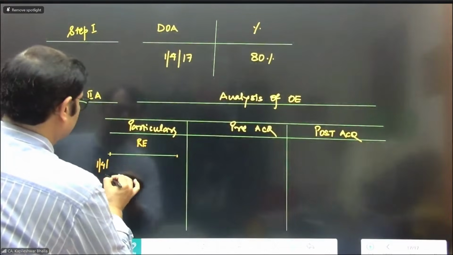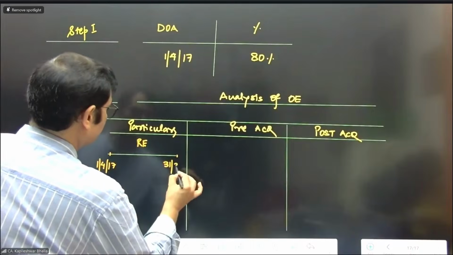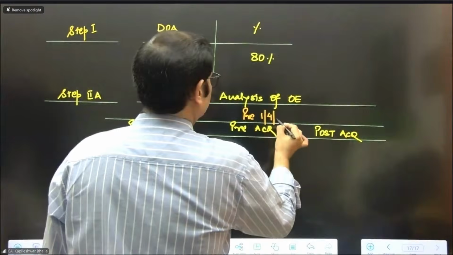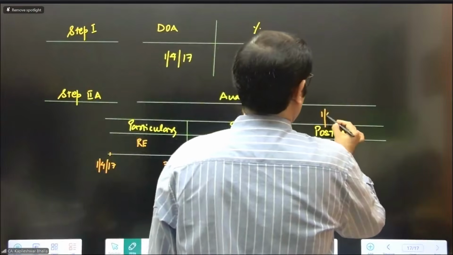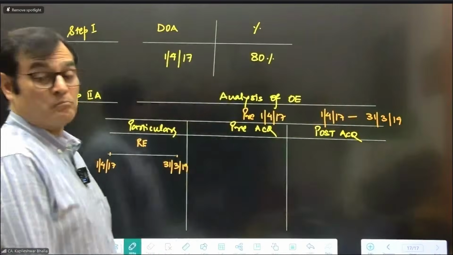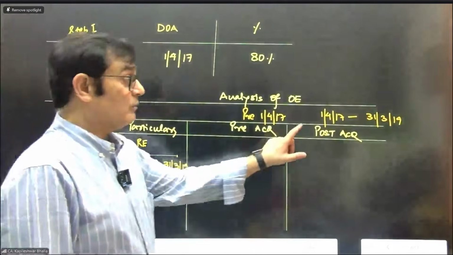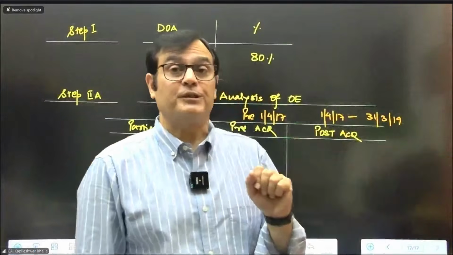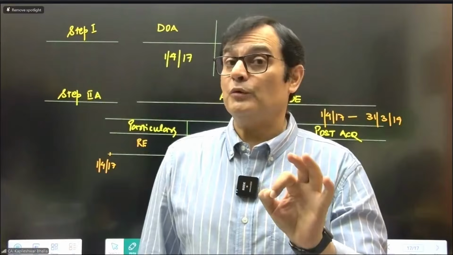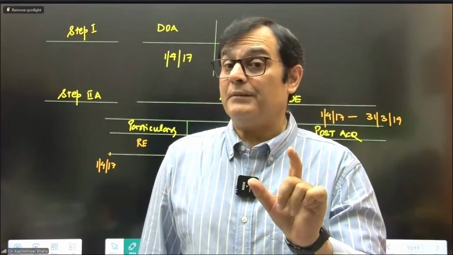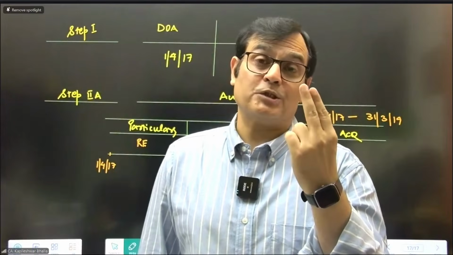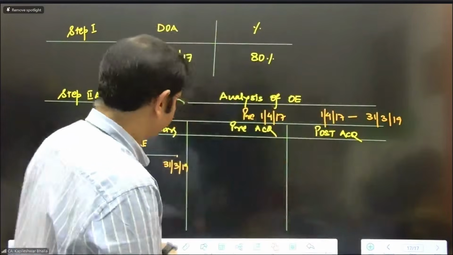So first April 17 and this is March 19. This is the pre-date of acquisition, April 17, and this is April 17 till the balance sheet date, that is March 19, post. So now we know that the post-acquisition period comprises a total of 2 years in this case. Once it is a period of 2 years, you need to be careful that the depreciation which you will consider is going to be for 2 years, because your post-acquisition has got 2 years in this case.